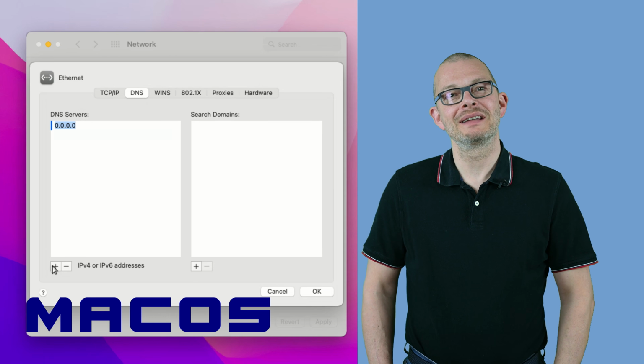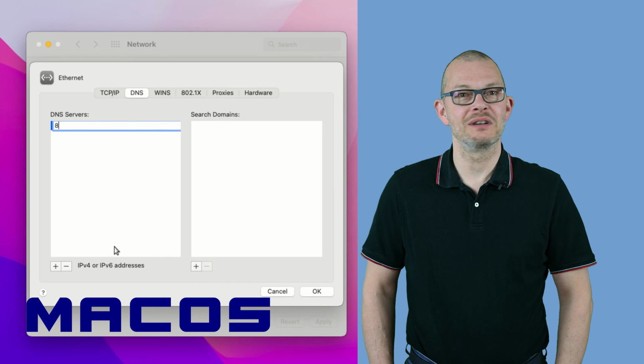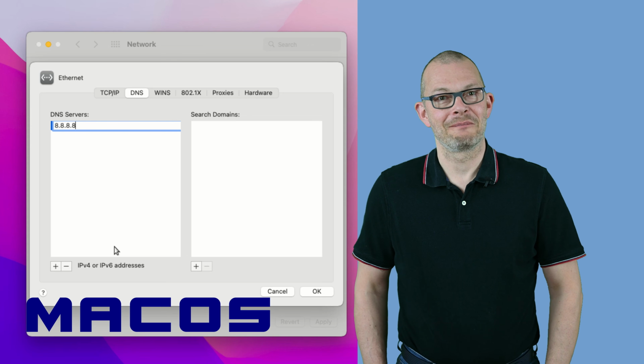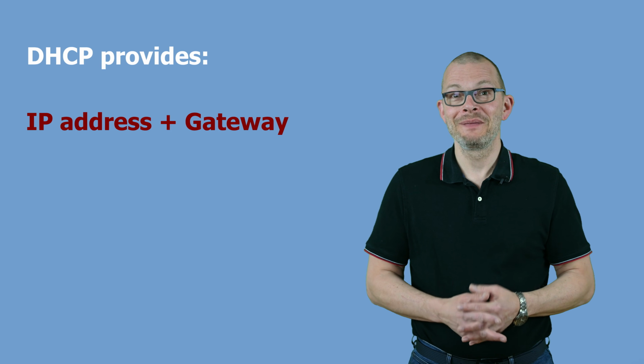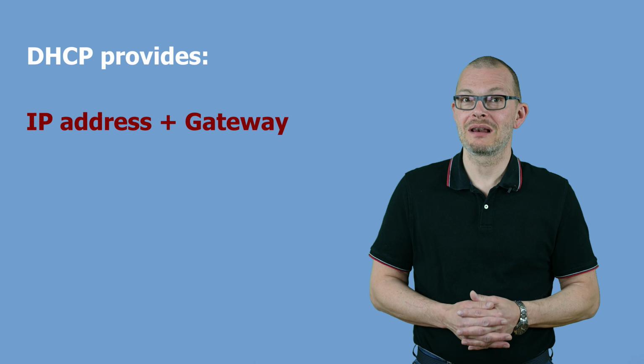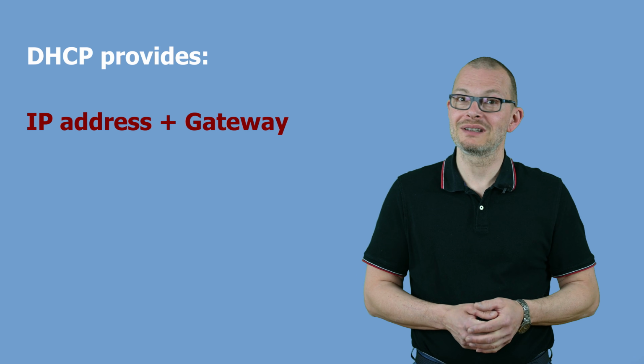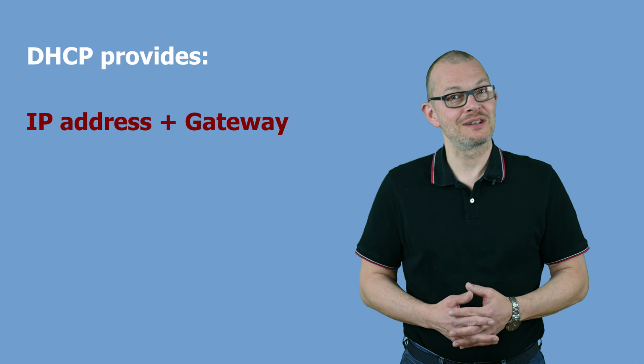The second method to tell your device which DNS server to use is DHCP. The DHCP server, that's usually your router, does not only automatically give out IP and gateway addresses, but there are many other options in DHCP that can be used to tell a DHCP client, like my laptop or phone or tablet, how to get to certain services.